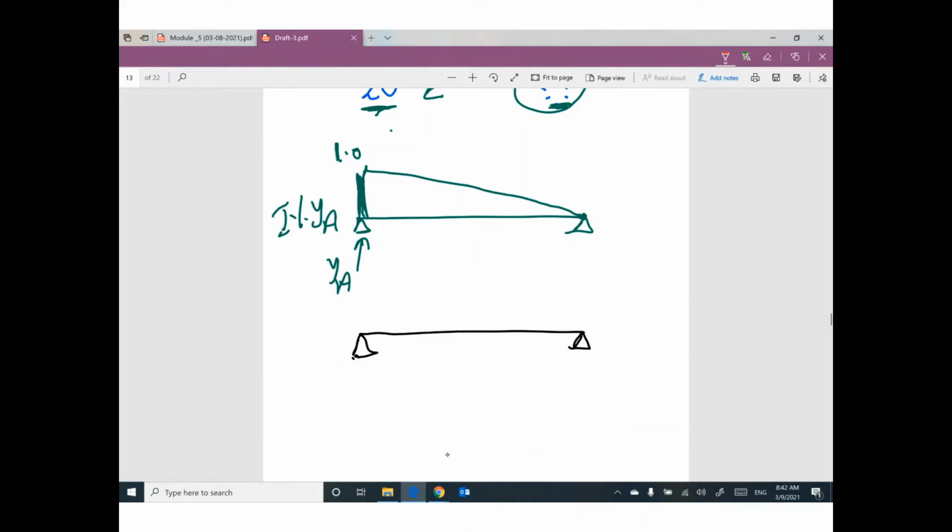If the moving load, which is 1 unit, is here. If the moving load, which is 1 unit, is at this location, what is the reaction? What is the value of reaction YA? I think if you take moment at this position and you can figure out the reaction, you will find it 1. So the value here will be 1.